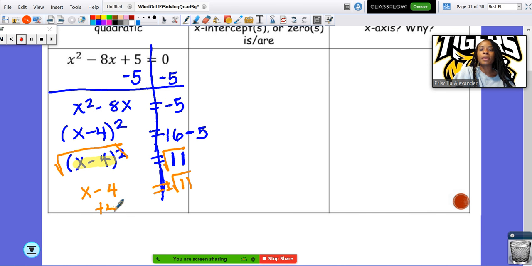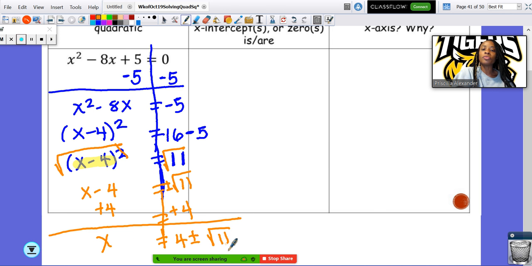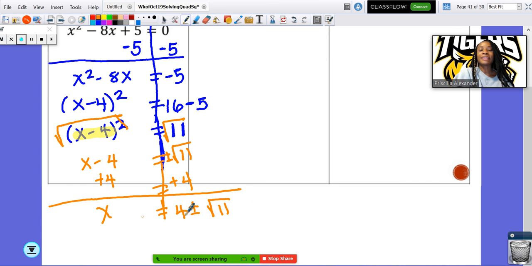And then here, I'm going to plus 4. I'm going to keep my little line method going. Plus 4. And then we have x equals 4 plus or minus the square root of 11. And guess what? 11 is a prime number, so I don't have to break that down, and there is no negative number. So the answer to this is x equals 4 plus or minus the square root of 11. And you can go in and write this as two separate answers if you want, or in the parentheses form if you want, but I'm going to leave it like that.